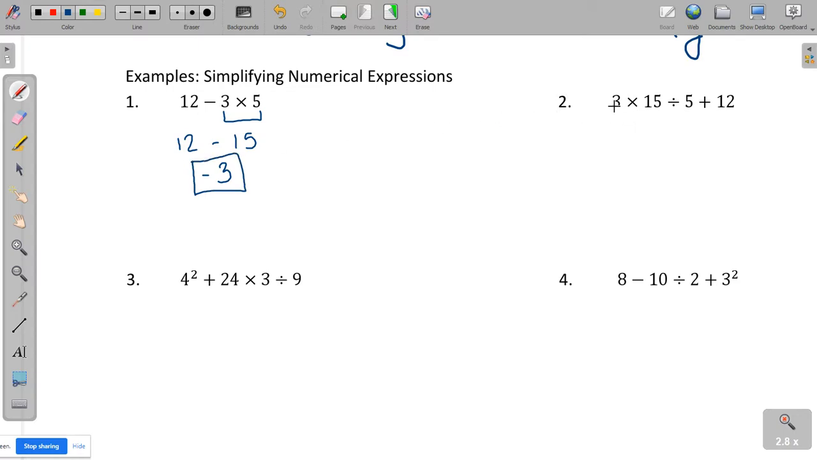Number 2, we have 3 times 15 divided by 5 plus 12. Multiply and divide come before addition, and we go from left to right. So we're going to multiply first. 3 times 15 is 45. Bring down everything else as it is. Now we reevaluate. Division comes before addition, so we're going to divide 45 divided by 5, and that gives us 9. Bring down the plus 12. Now we do 9 plus 12, and that is 21.